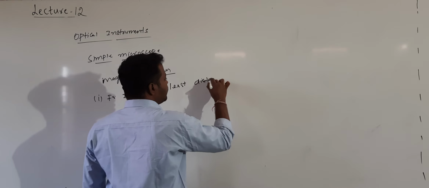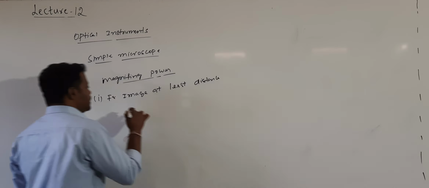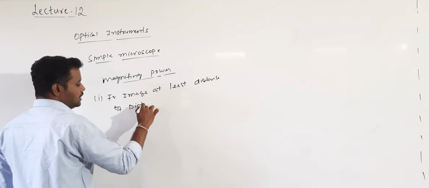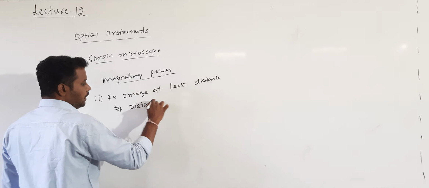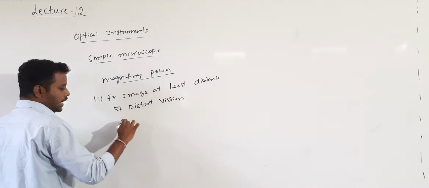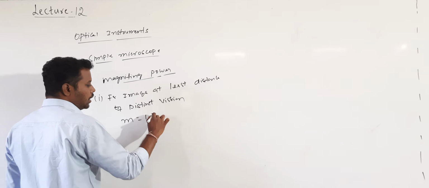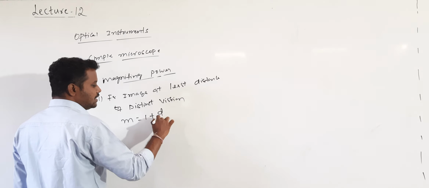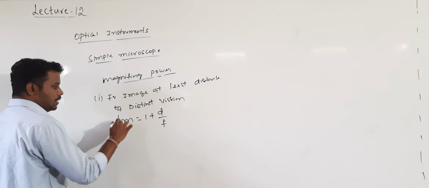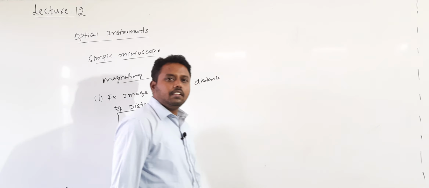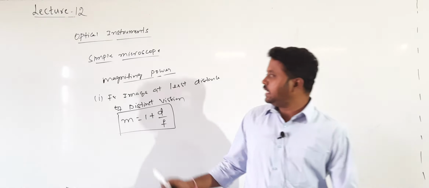of distinct vision. What is the magnification we got? The magnification is given by the formula 1 plus, yesterday I think we wrote small d, the least distance, divided by f. This is the formula for magnification whenever the image is formed at the least distance of distinct vision.